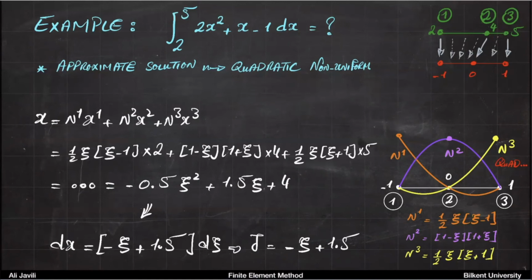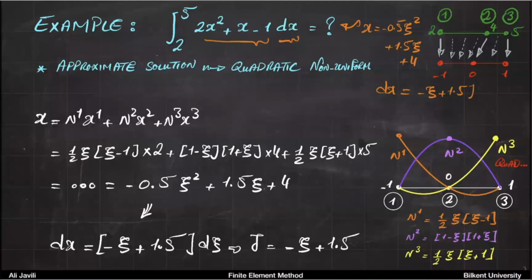And now it is very easy. The next step is very simple for you. All you have to do is to use this quadratic x, which is minus 0.5 c squared plus 1.5 c plus 4. So that is your quadratic x, and then your dx. So here you use the x, and then you also change the dx to minus c plus 1.5 dc. Now, if you do that, your integral would be something from minus 1 to 1 of g(c) dc.